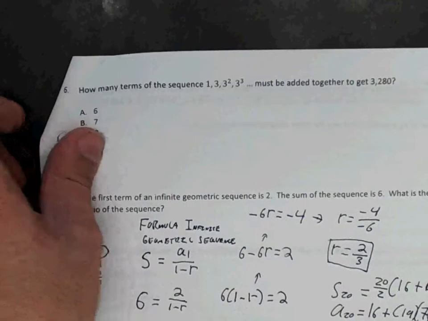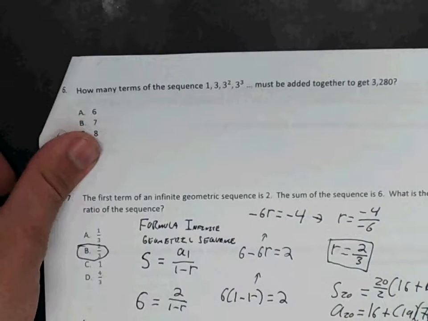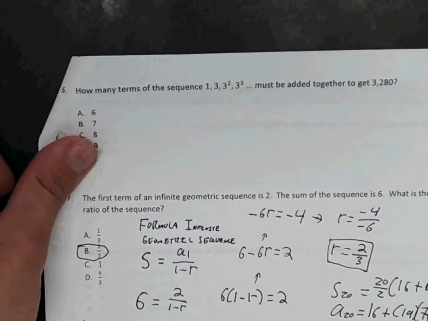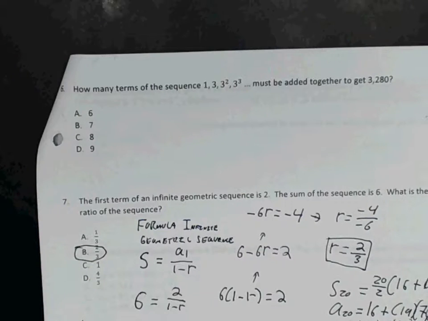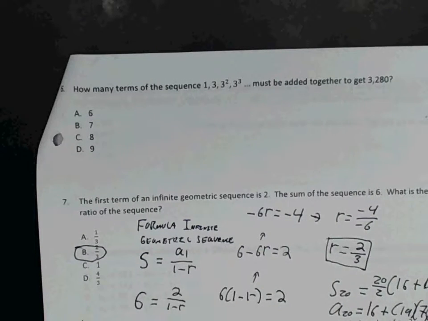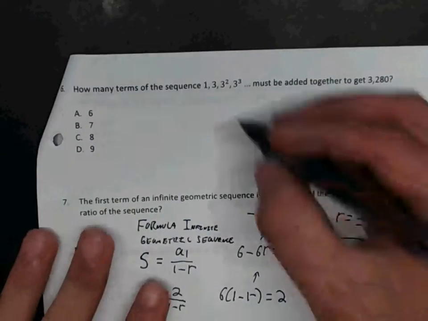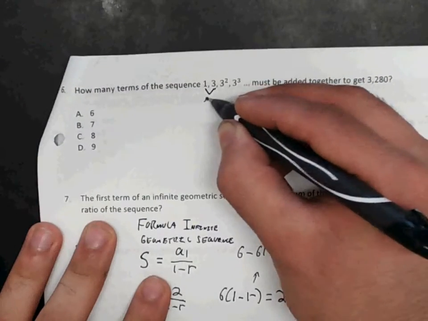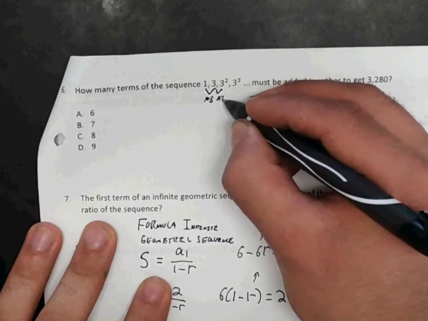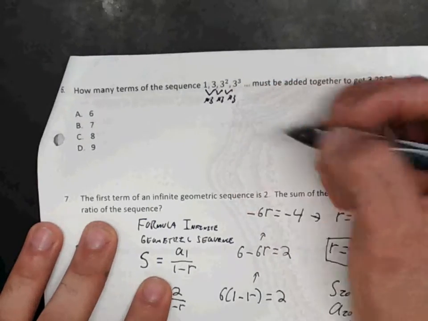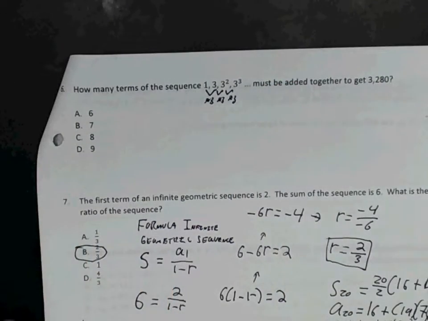How many terms in the sequence 1, 3, 3 squared, 3 cubed must be added together to get 3,280? So this is a geometric sequence because each time you multiply by 3. You have to multiply by 3. Your common ratio is 3. All right.